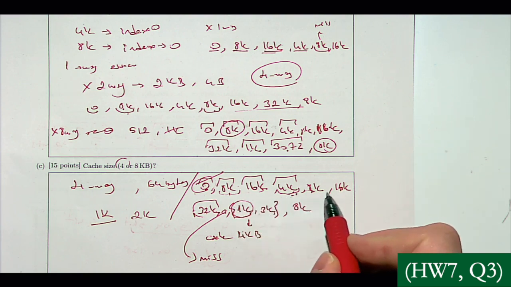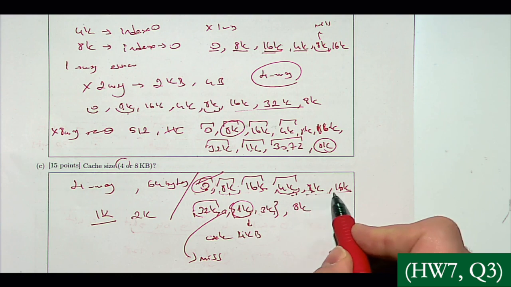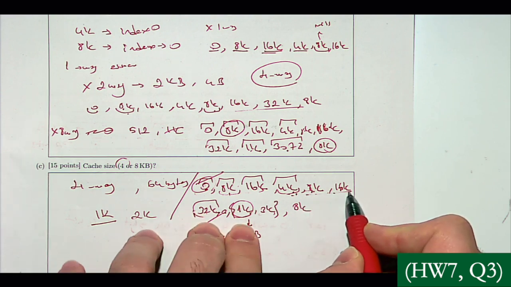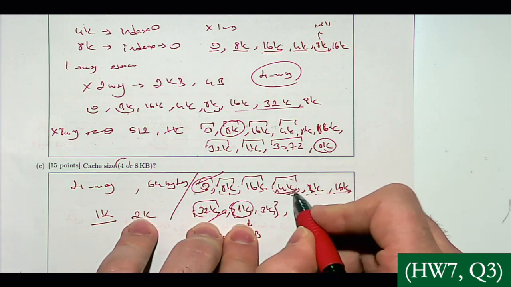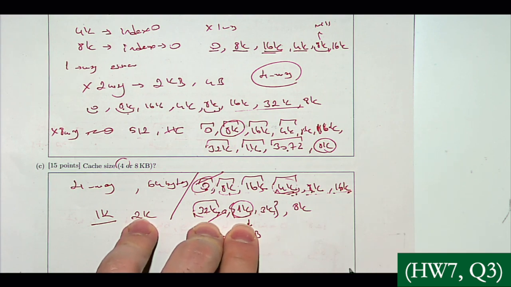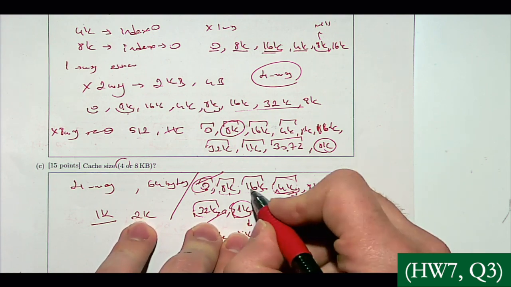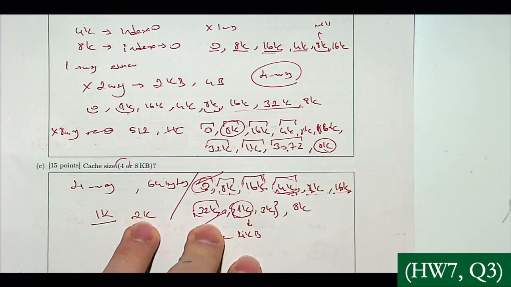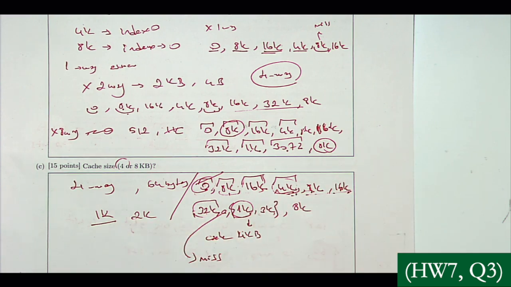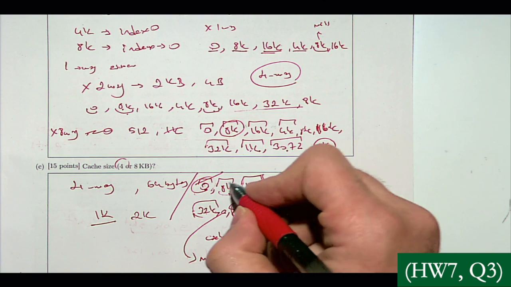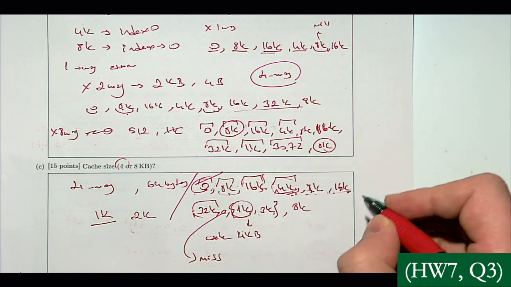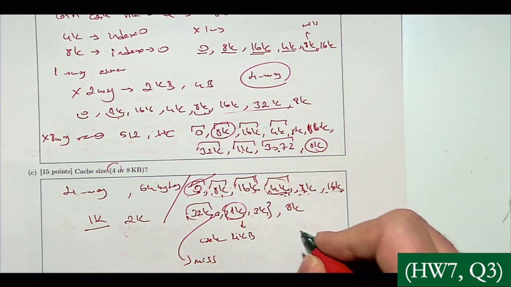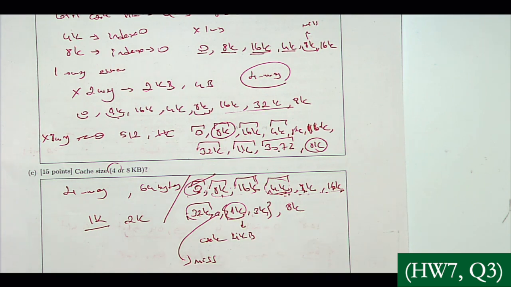If it is not 16, let me see. We access 8K, 16K, 32, and this one, yes. So either 4K will be removed or 16K will be removed. So basically what this says is that if the cache replacement policy is FIFO or LRU, this address of 8 will be removed along the way. Okay, this won't be in the cache.